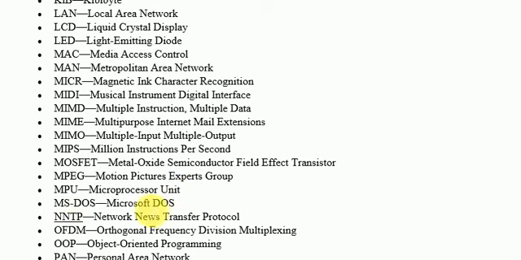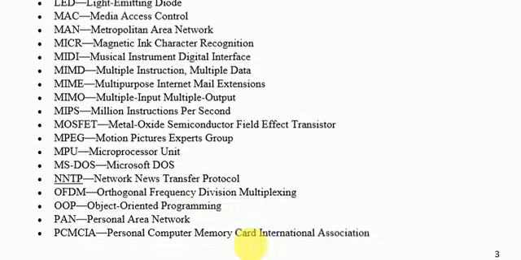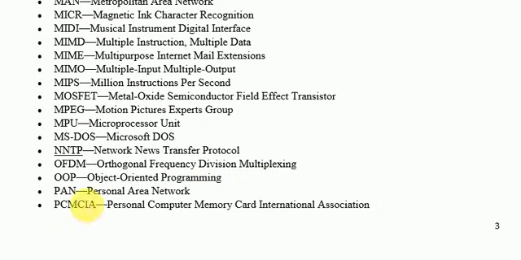Then MS-DOS is the Microsoft DOS operating system. Then NNTP, network news transfer protocol. OFDM, orthogonal frequency division multiplexing. Then OOP, object oriented programming, basically C++ is object oriented programming. PAN, personal area network. If I consider our PAN card, then it's a Permanent Account Number. But in ICT, PAN means personal area network.